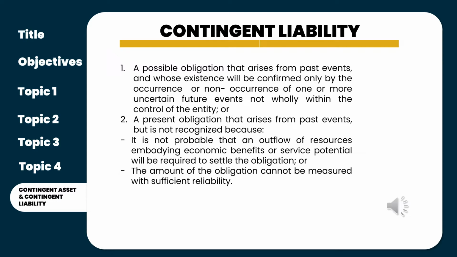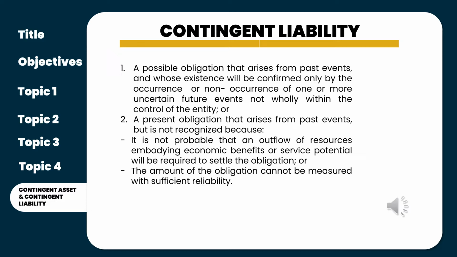So, ang ibig sabihin, a contingent liability is a liability or a potential loss that may occur in the future depending on the outcome of a specific event. For example, potential lawsuits, product warranties, and pending investigations are some examples of contingent liability.